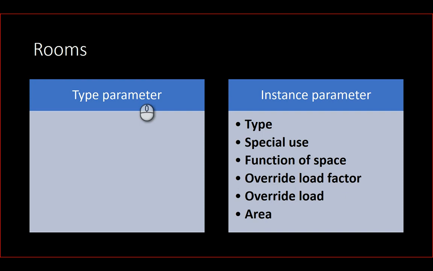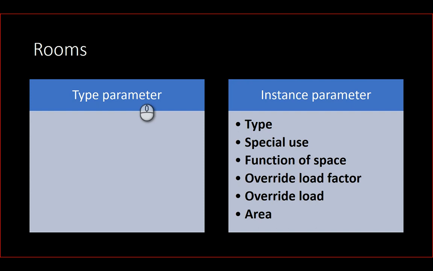We need a room type because the building code defines its own notion of room types. Special use, which is used in the building code to define some very individualistic and special kinds of functions. Function of space. Every room in a building needs to be defined as a function of space so that one can calculate the occupant load. The override load factor allows us to change the standard factor for calculating occupant load, which is necessary for accommodating certain building uses.